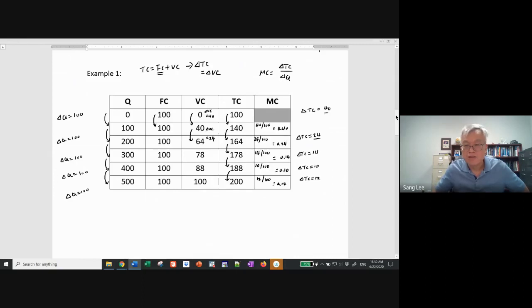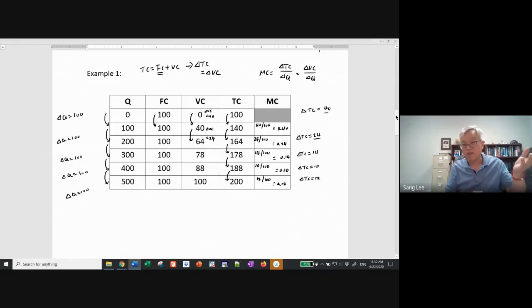So then we can define marginal cost also as follows: change in variable cost divided by change in quantity. Why? Because change in total cost is always the same as a change in variable cost. Okay, keep that in mind. So you can figure out marginal cost in two ways.